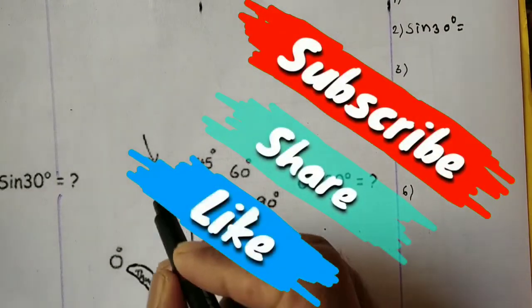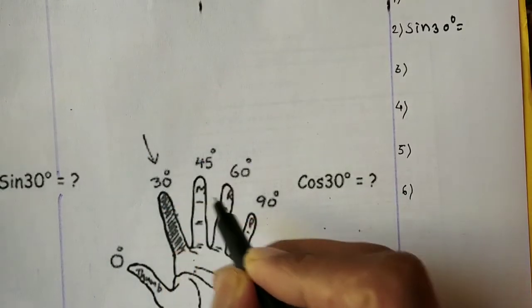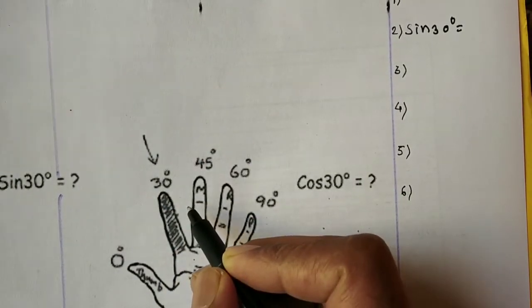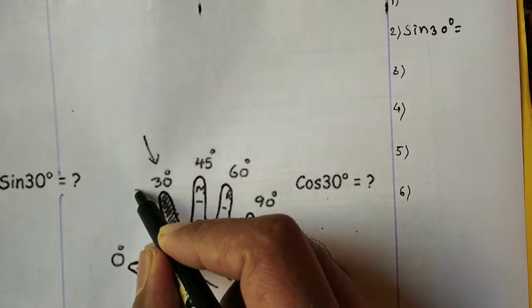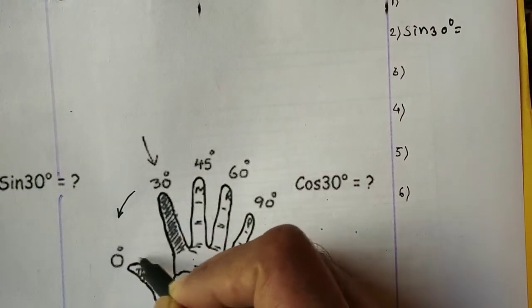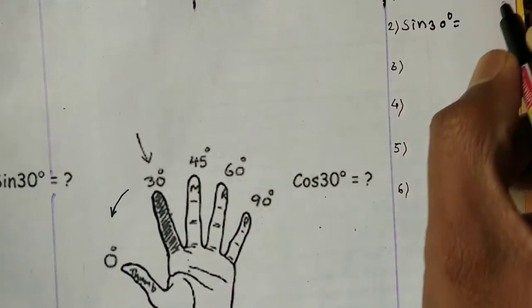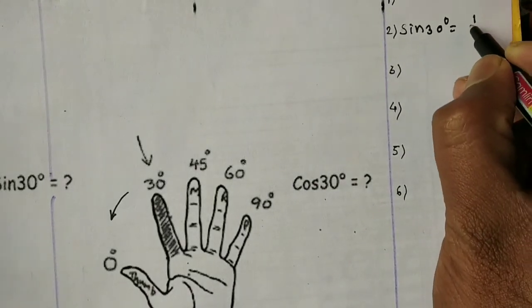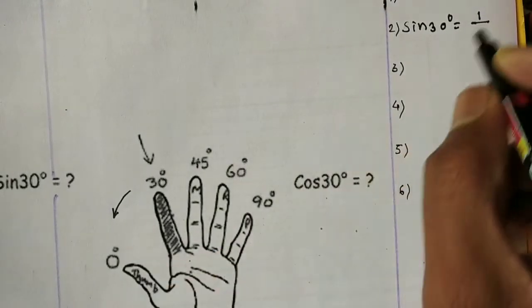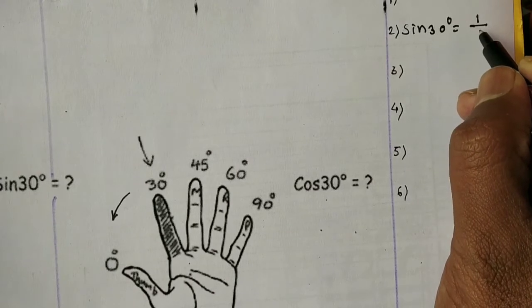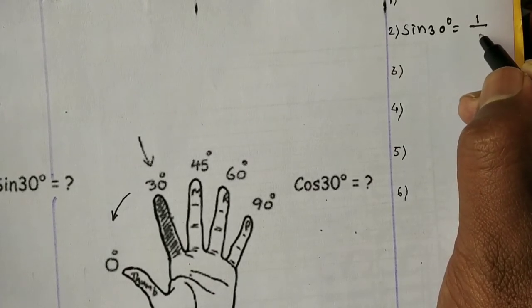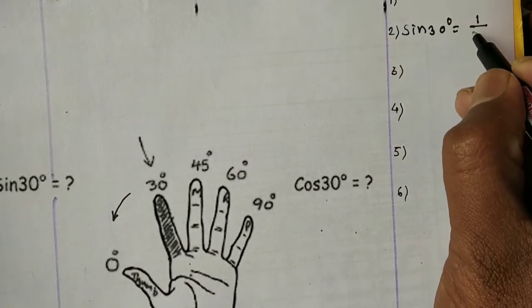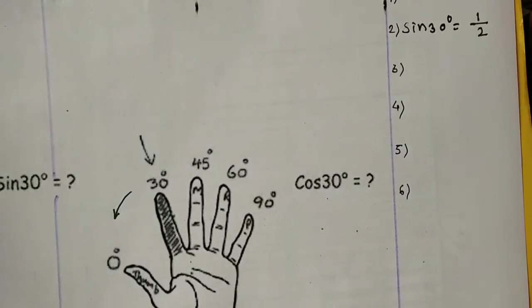For sine 30 degrees, this is the finger. So how many fingers are remaining on your left hand side? There is only one finger remaining, right? So only one. The square root of 1 is 1, and divide it by 2. Every time divide it by 2 for sine and cos. So the answer is 1 by 2.